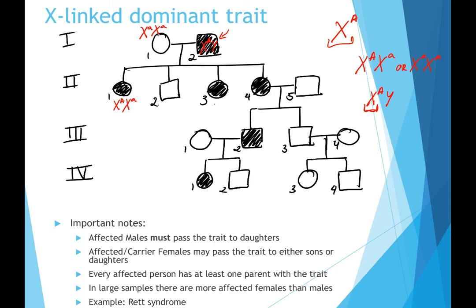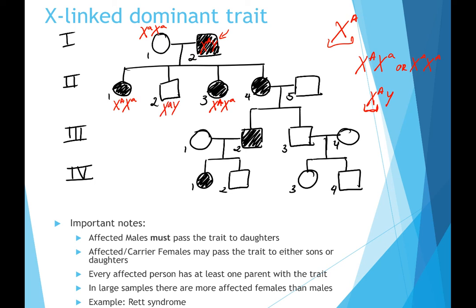So it's all his daughters, even though their mum is X little a, they're going to inherit the X big A from their dad. So all of them are going to be X big A, X little a. The son, on the other hand, he lucked out because he gets the Y chromosome from dad, and he's going to get the unaffected X chromosome from mum.